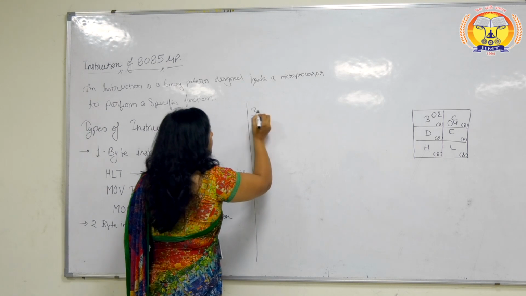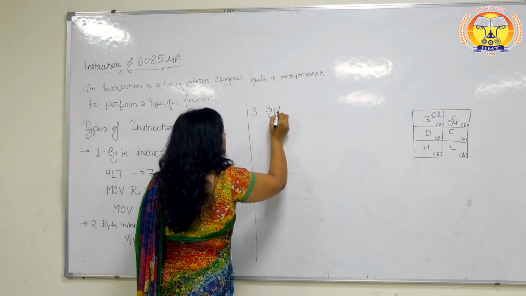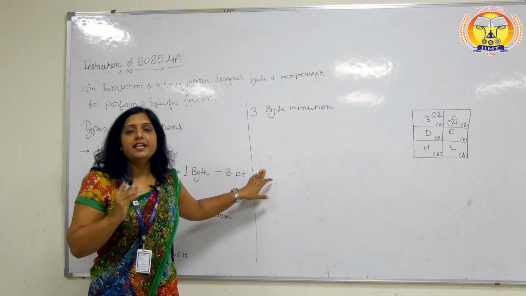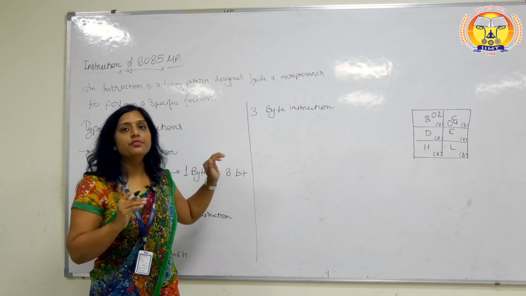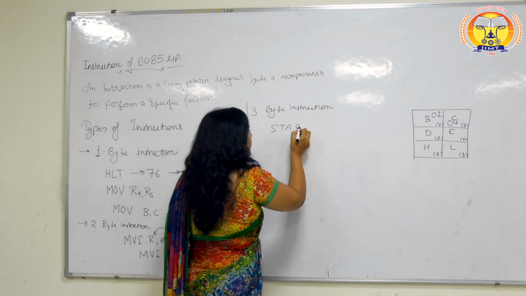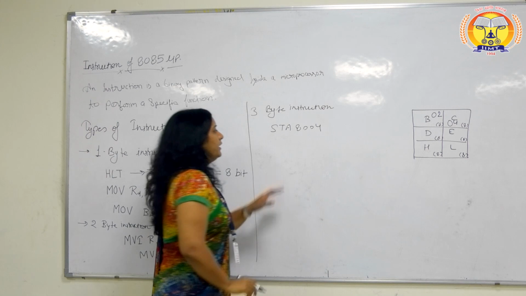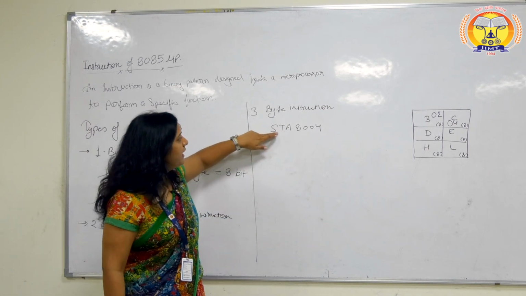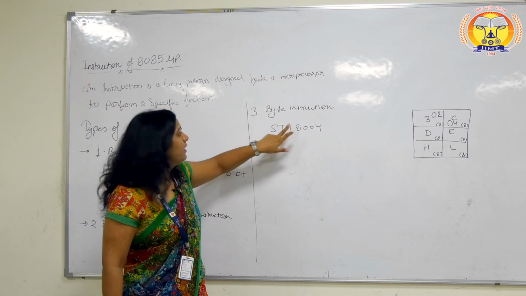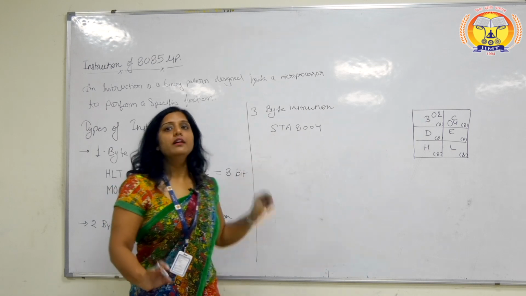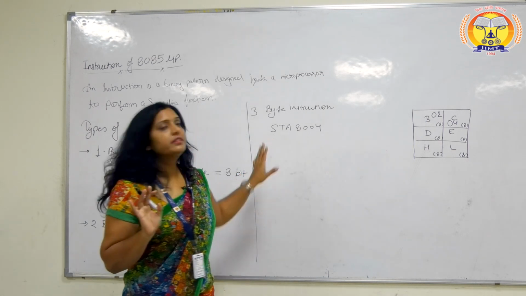In the same manner, 3 byte instruction. In the same manner, STA 8004 is the example of 3 byte instruction. In this instruction, we will have the opcode for STA and second byte will be 04 and third byte will be 80. This is our 3 byte instruction.